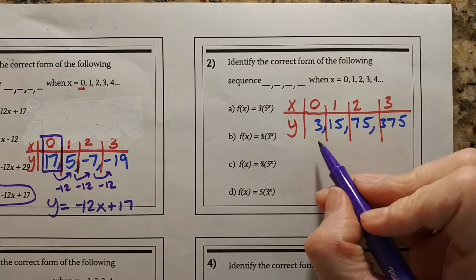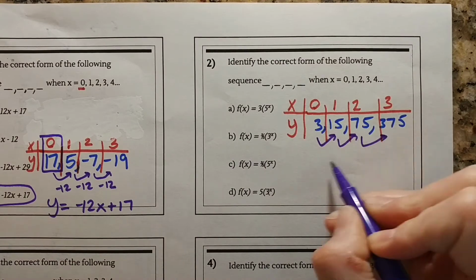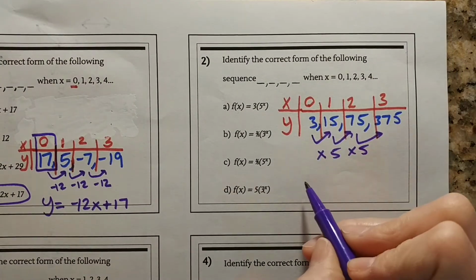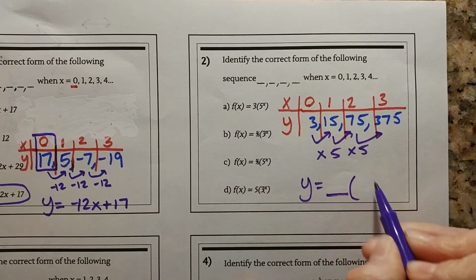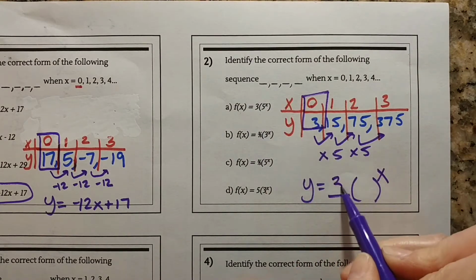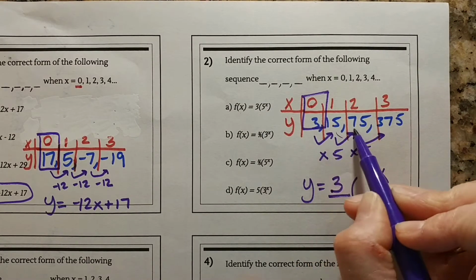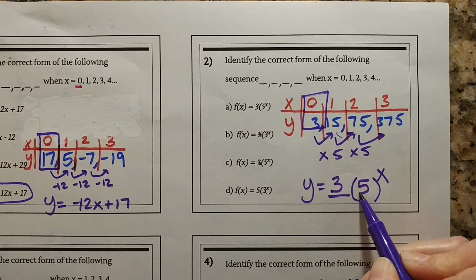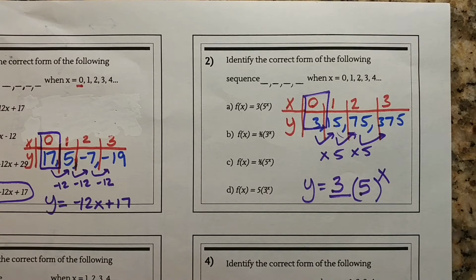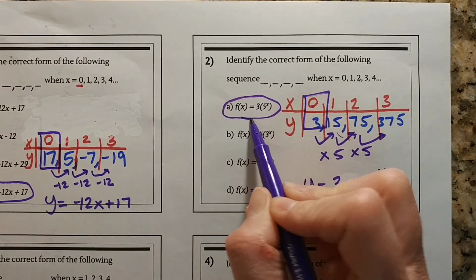If I look at the pattern in the numbers, I can see that it's a constant multiplying by 5 pattern. So if I was going to write the function rule, it would be geometric. The function starts when x is 0, which is 3. There's the start. And the pattern is to multiply by 5, and that goes here. Now if you look at your function rules that are given, it looks like that matches up with answer A.